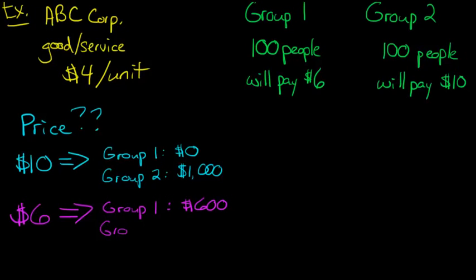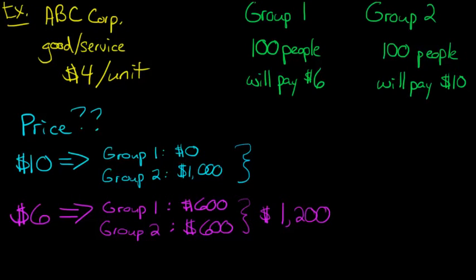Now let's look at group two. We're going to get the same thing. We're going to get 100 people paying $6. Now it doesn't matter that they were willing to pay $10. We're charging $6, remember? So we're going to get $600 again. Now let's think about the total. In this case, we end up with a total of $1,200. And in our first case, where we charged $10, we end up with $1,000.